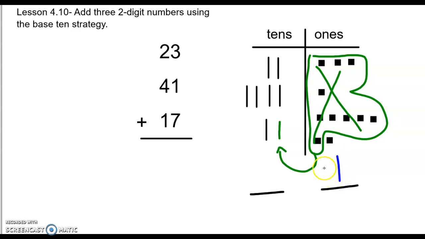Now we're going to count how many 10s we have in our tens place. We have 1, 2, 3, 4, 5, 6, 7, 8. We have 8 10s in our tens place. That gives us the sum of 81. And that is how we add three two-digit numbers using the base 10 strategy.